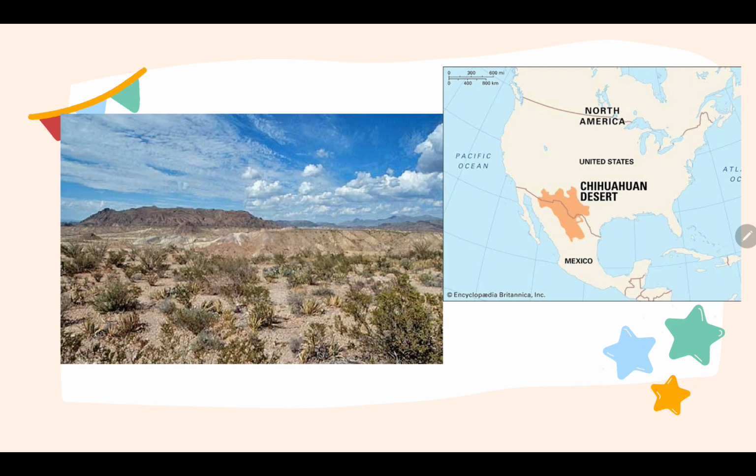Now let's talk about Chihuahuan Desert. This is the desert, and it looks like this. So desert is like a very harsh place where water is not there, and this desert lies between Mexico as well as in United States of America.